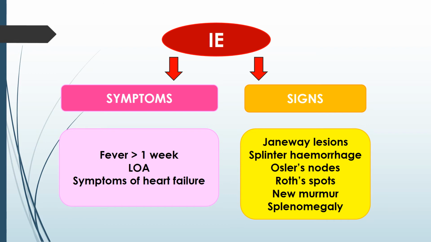spots. New or changing heart murmurs are noted in many patients. Splenomegaly is a common finding on abdominal examinations. In the next few slides, I will explain in more detail the stigmata of infective endocarditis.